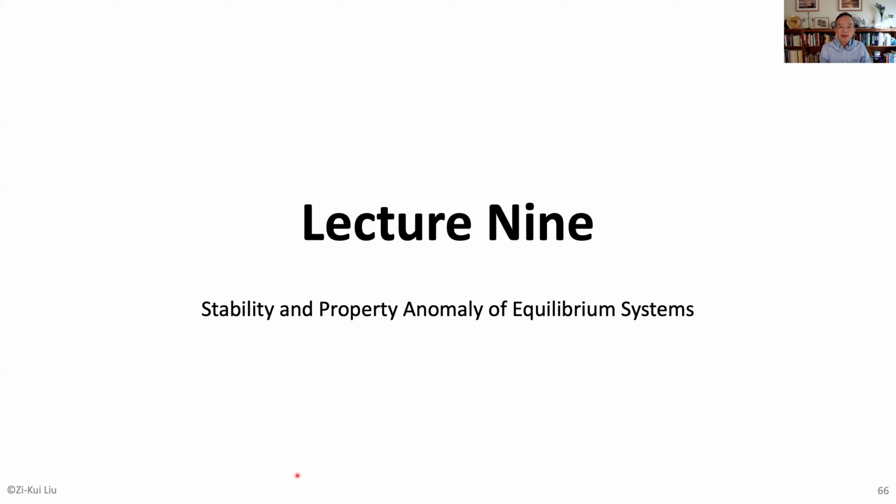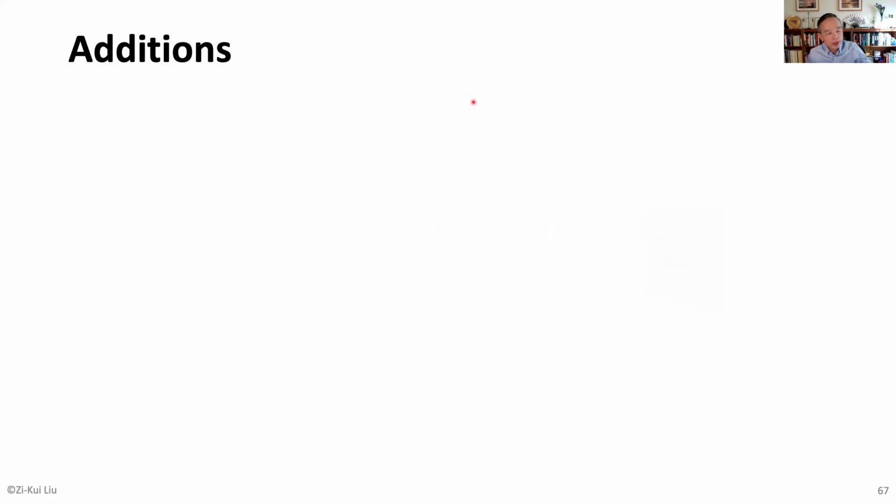Today, I'm going to discuss the stability and the property anomaly of equilibrium systems. It is lecture 9. So before I start the new information, I'm going to make two additions.